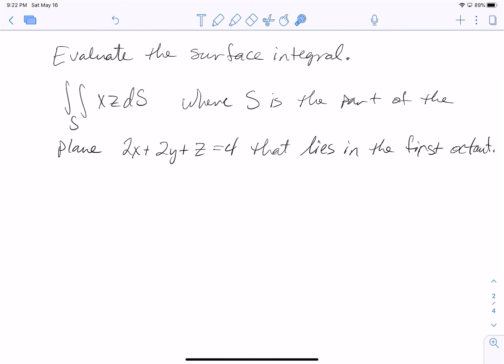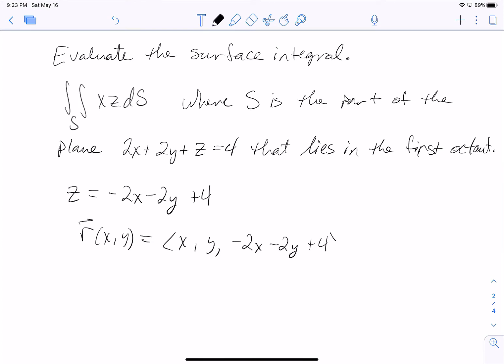Next up, evaluate the surface integral of xz dS, where S is the part of the plane 2x + 2y + z = 4 that lies in the first octant. Well, here we have an equation, and so we can turn this into a function, right? z is equal to -2x - 2y + 4. That gives us that r is a function of x and y, and it equals <x, y, -2x - 2y + 4>.